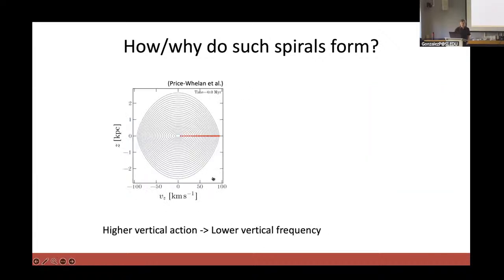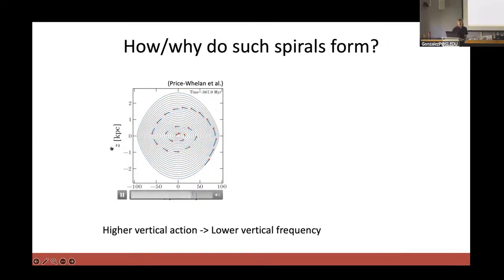And there's this nice little movie from Adrian Price-Whelan here. This is a toy example, but these are the orbital tracks in one of his Milky Way potentials. You start with a bunch of stars there, right? The ones in the middle go around faster than the ones in the outskirts. Over time, you wind up into one of these spirals because of the differences in the frequencies as a function of action.